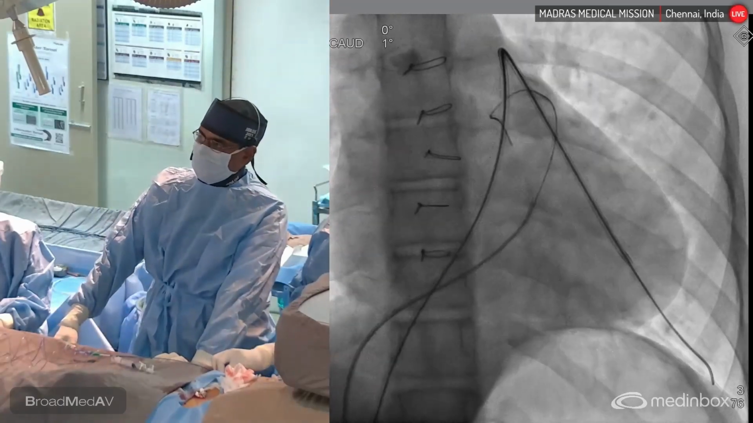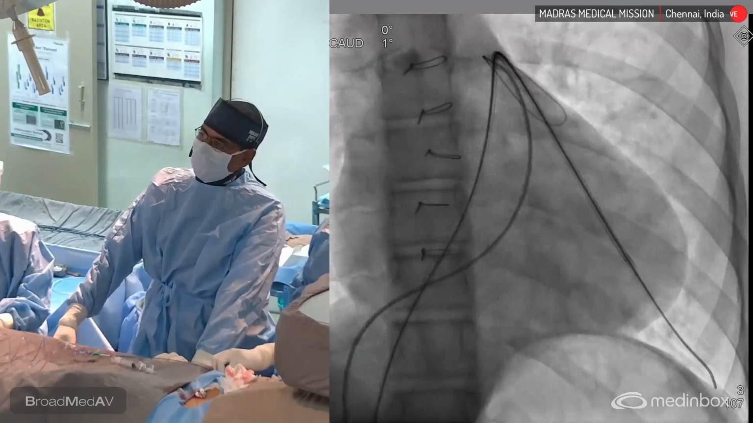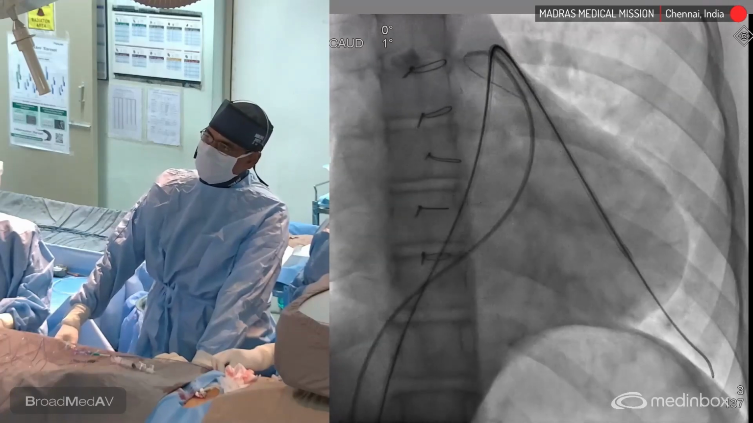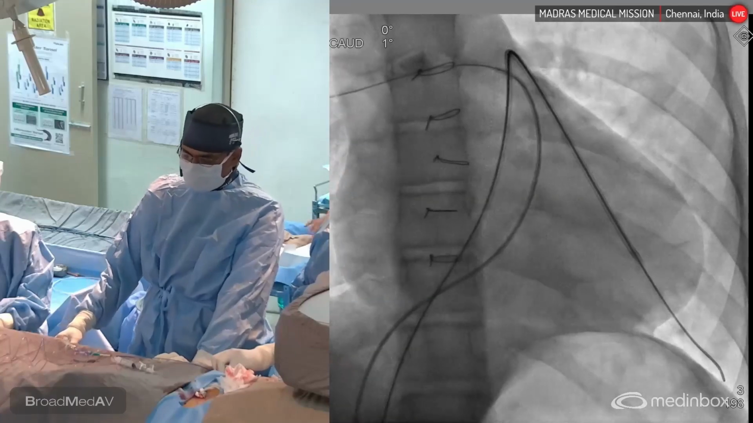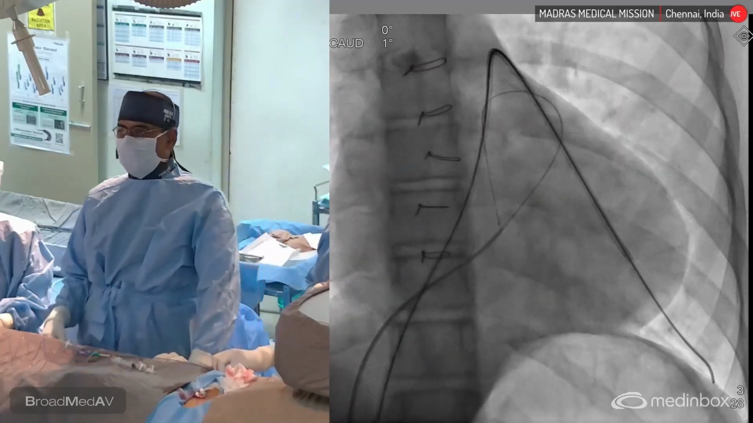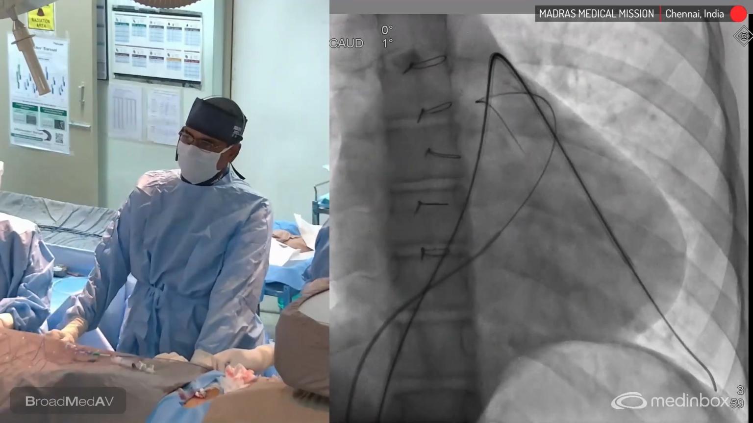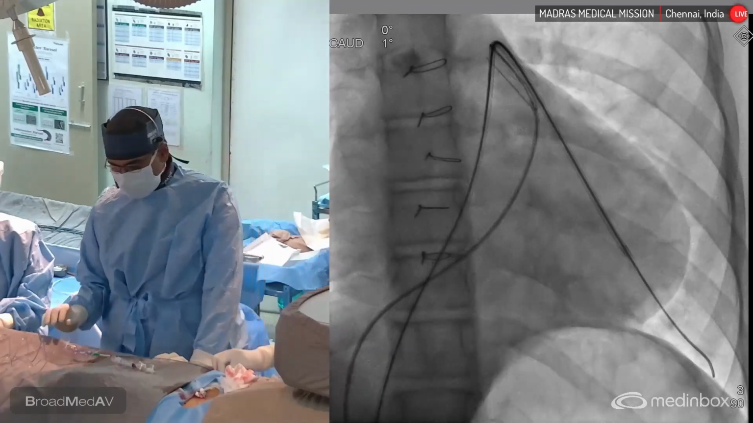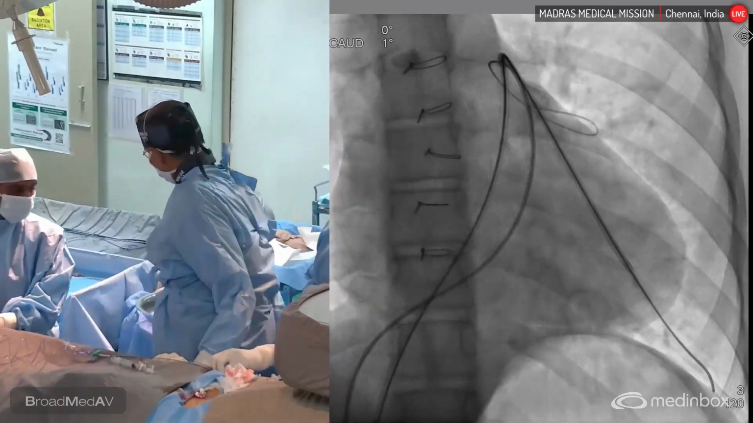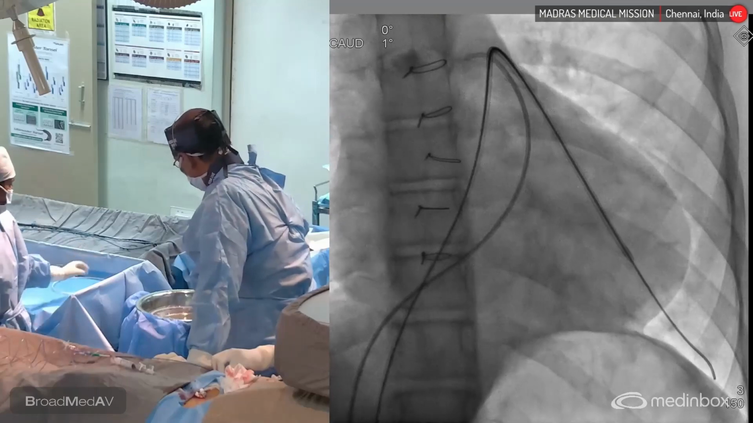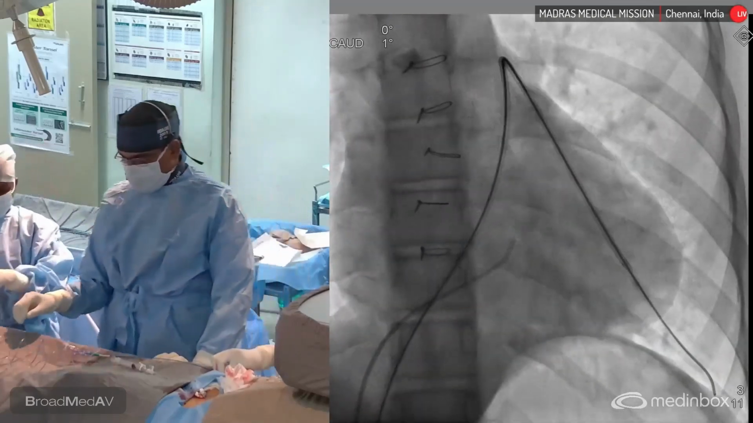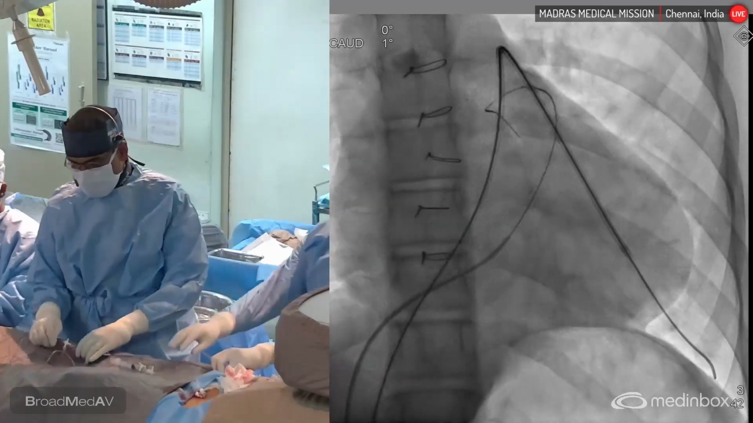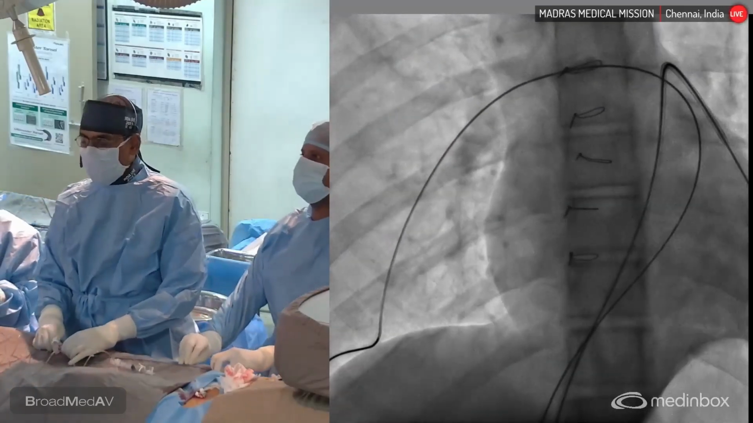So the right and the left pulmonary artery pressures are around 25 millimeters of mercury, and the aortic pressure is close to 135 millimeters of mercury. Right ventricle was about 100. So our plan now will be to do some angiography. For that angiography, what we are next going to do is take a 5 French marker pigtail.